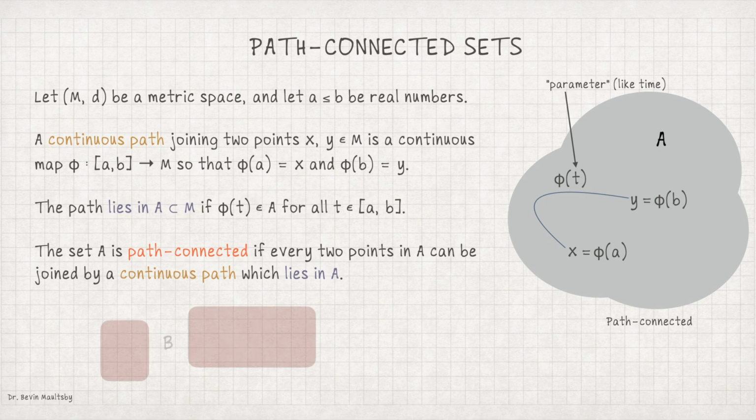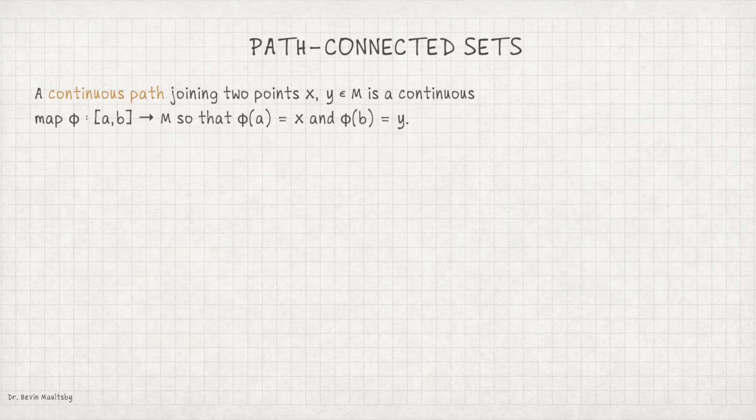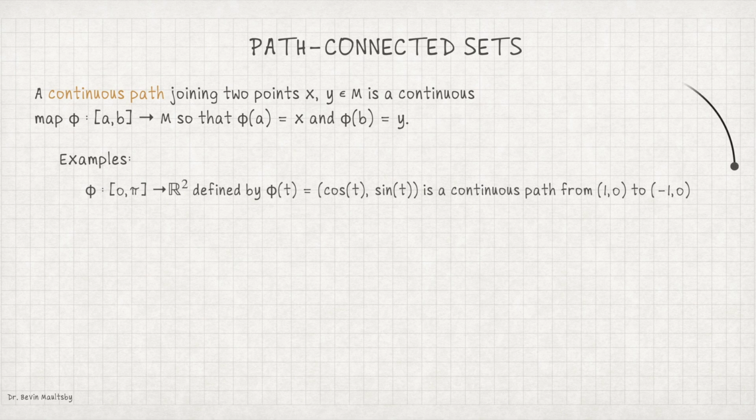So in a way which is very easy for you to immediately visualize, this set B is not path-connected because there's no way for me to travel from x on the left to y on the right without leaving B. I want to make a few more remarks about path-connected sets. First, let's just look at some famous examples. I said you could think of this continuous path like a parametrized curve, and hopefully you've seen these examples before and they'll remind you of how to parametrize paths from one point to another.